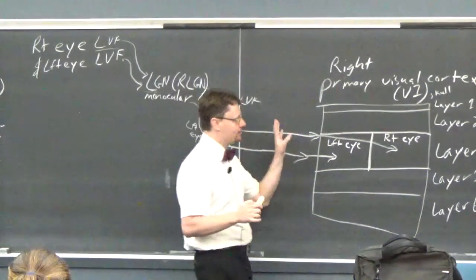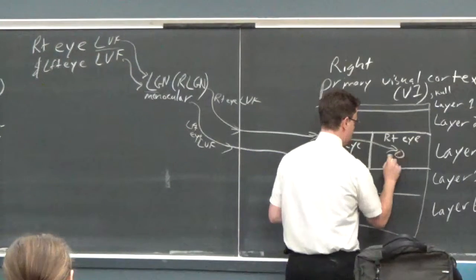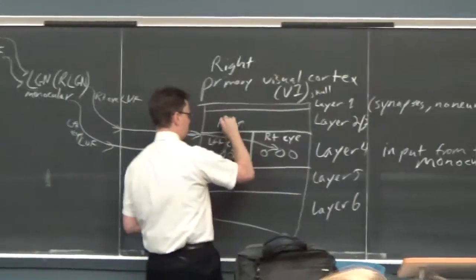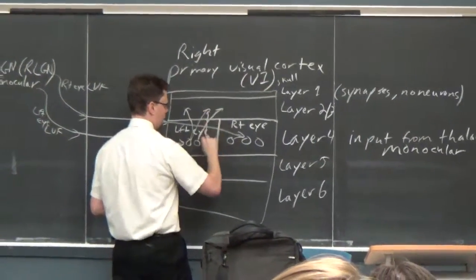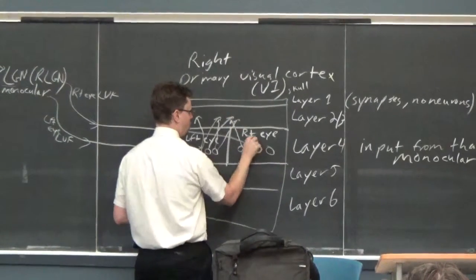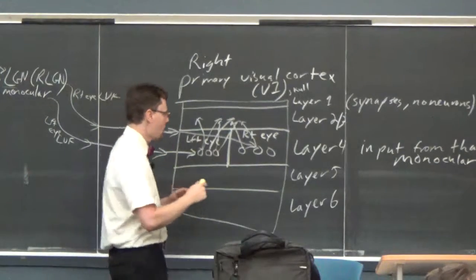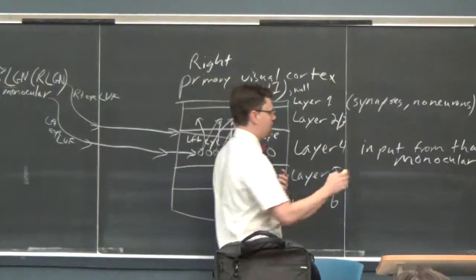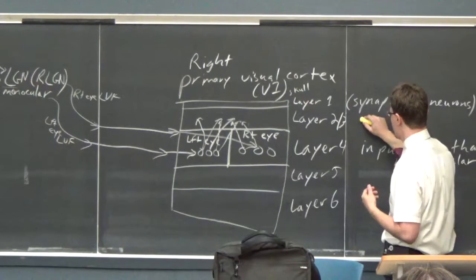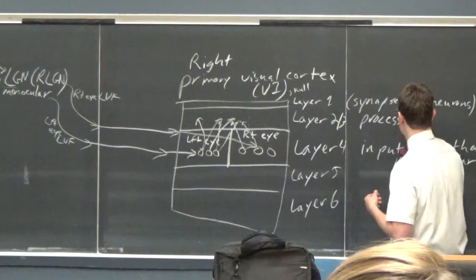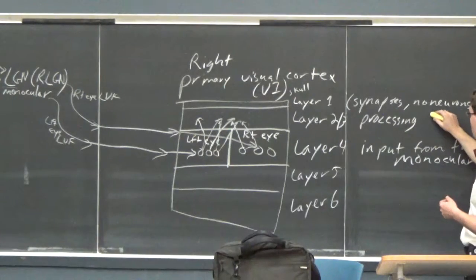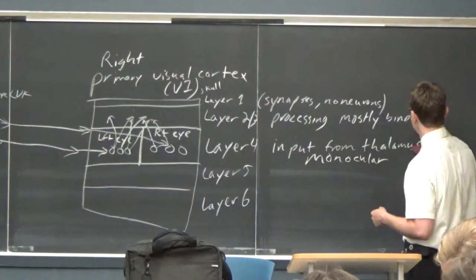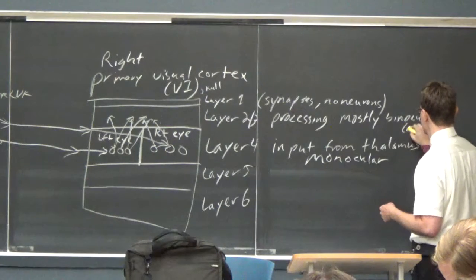Okay, now from layer 4, the neurons here send their axons up into layer 2, 3, and they all commingle here like this. And so here in layer 2, 3, there's sort of a fuzzy border. But this is going to be our main processing stage. And our cells here are going to be mostly binocular, and then a few that are still monocular.